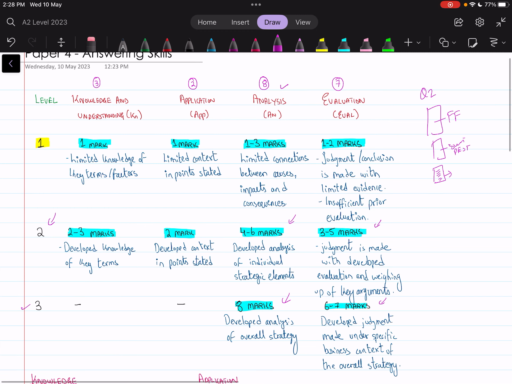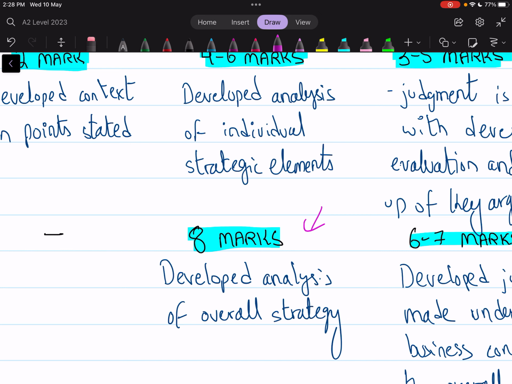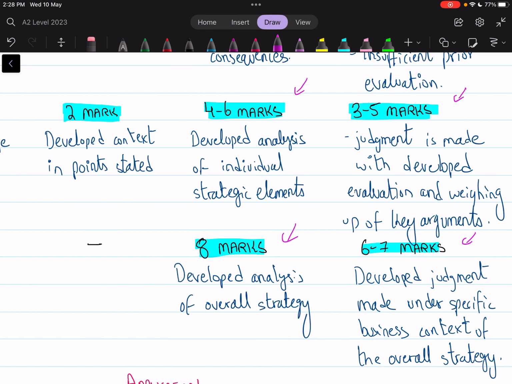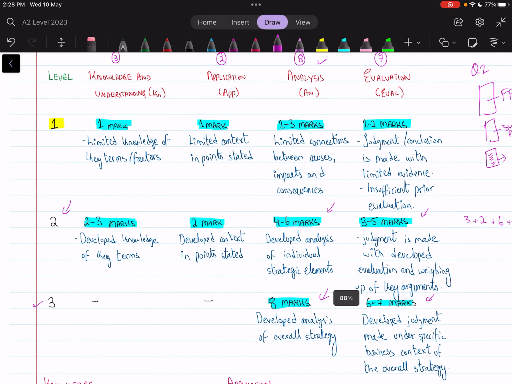This means that if there is sufficient knowledge in your answers, you'll get 3 marks for knowledge, 2 marks for application if sufficient links are made, 6 marks provided that your analysis of the individual elements is correct, and a maximum of 5 in evaluation as well. So out of 20, you will land up with 16 marks. If you want to reach the higher range of marks, you have to analyze the overall strategy, both in question number 1 and in question number 2. And along with analysis, it would be great if you could also demonstrate evaluation, justified in the context of the business. So this is pretty much the table.